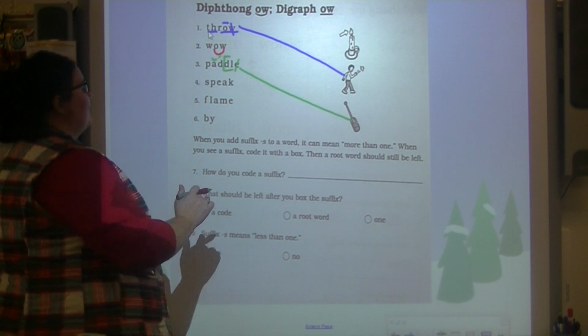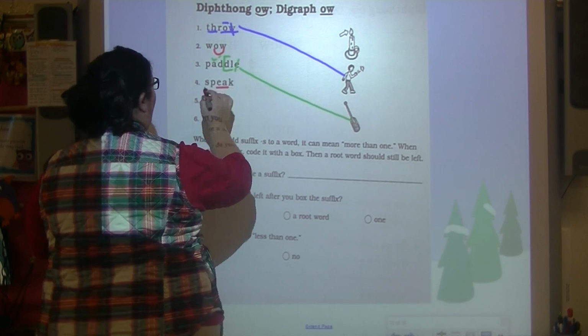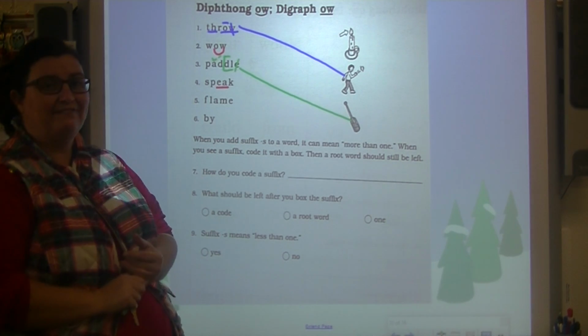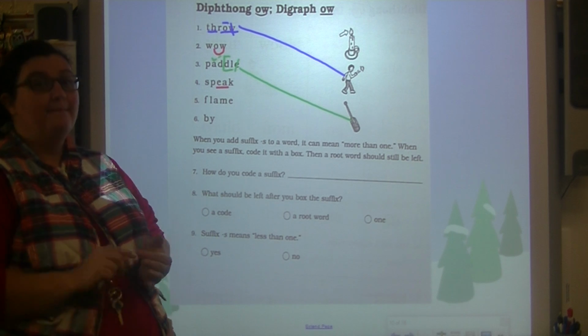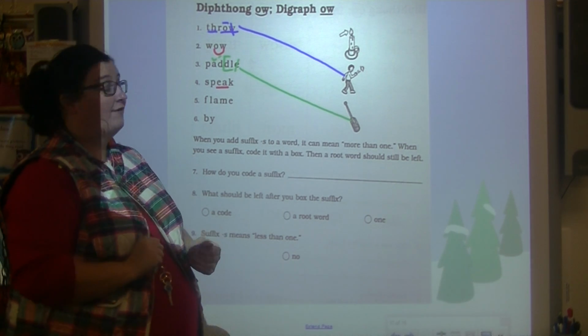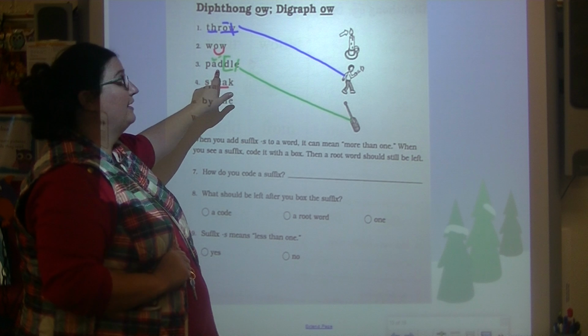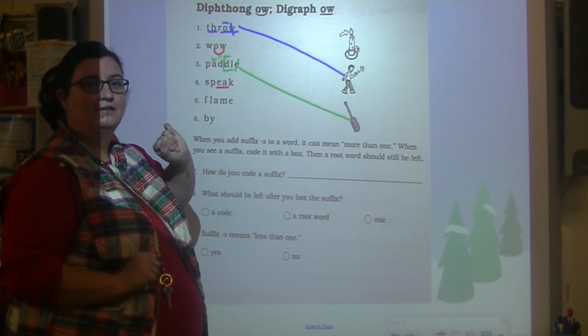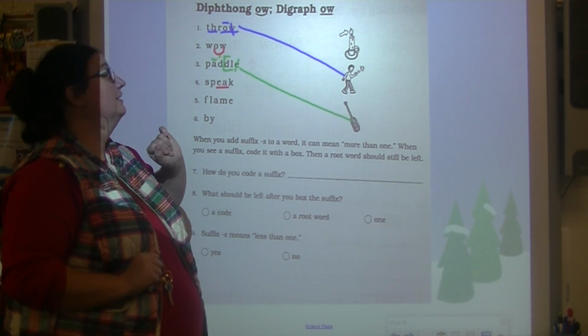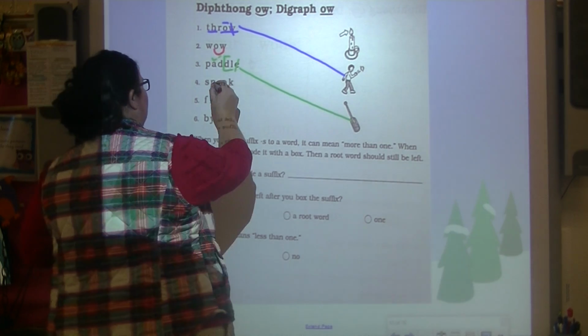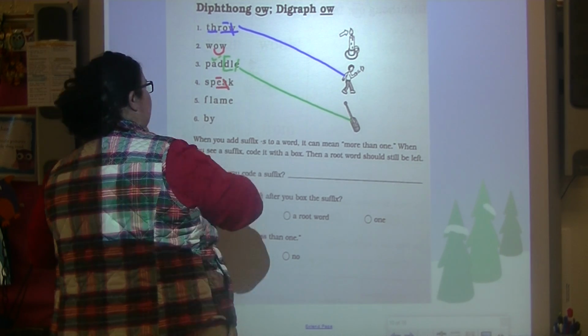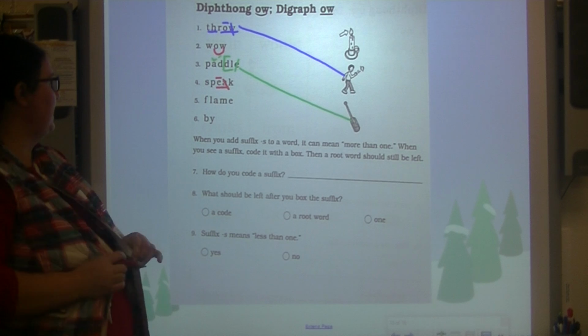We have digraph EA. Which sound should we try first? Long E, so let's try it first. Eek. Does that make sense? Yes, it does. So put the macron over the E, cross out the A, speak.